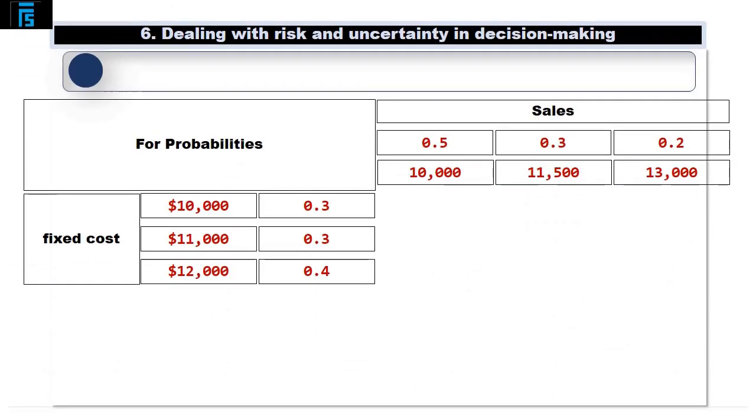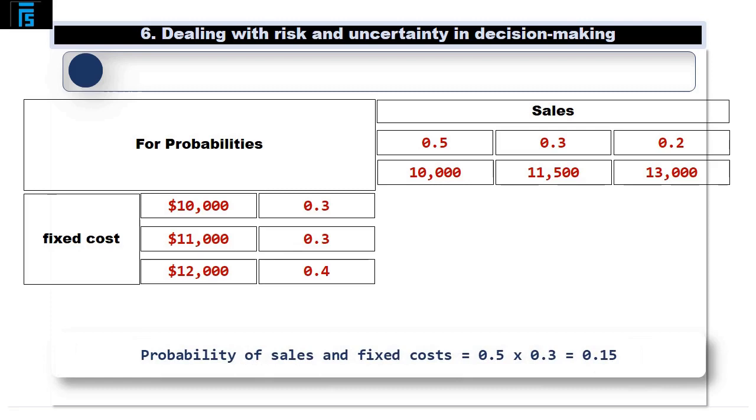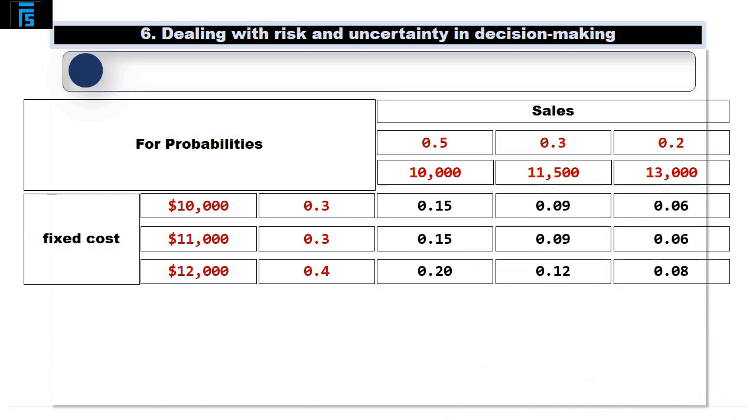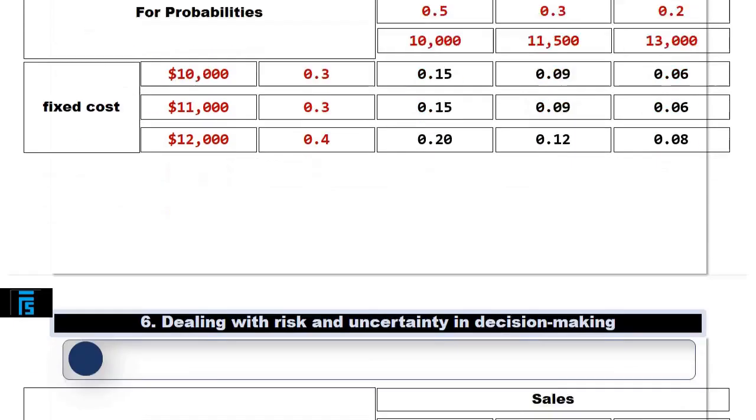Now the second table, for probabilities. We start with the same template as before, only this time we work out the joint probabilities. So for example, in the top left-hand corner, the probability of sales being 10,000 units and fixed costs being $10,000 is 0.5 multiplied by 0.3, which is 0.15. A similar approach for the other boxes gives us the following. You'll note that the total of the probabilities adds to 1.